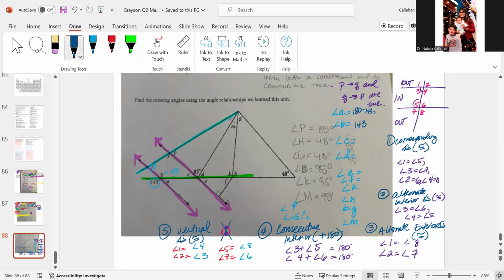A straight line is 180, isn't it? Yeah, which is 37. Okay, so we got A and we got B, C. C and A look like they're the same, right? But which theorem is that? Is it 1, 2, 3, 4, 5? Look, C and A.